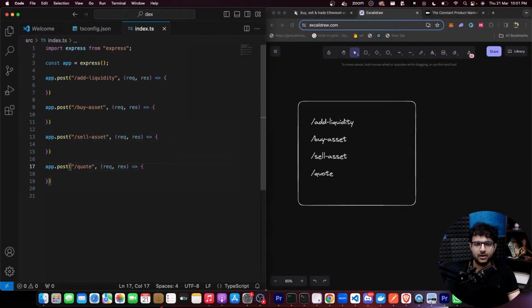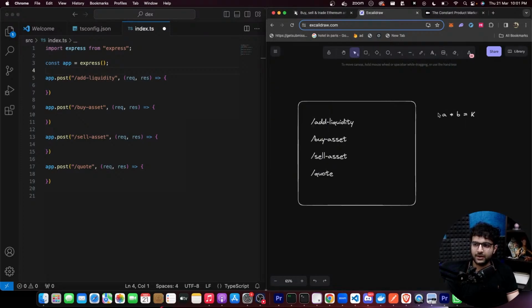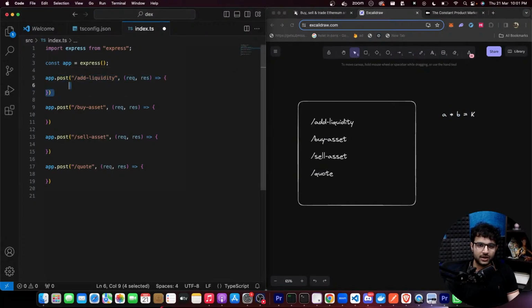All right. So add liquidity would do what? It would allow people to add an asset, but it needs to be in a certain proportion. Whenever you're using a constant product market maker, A times B is equal to K. So if anyone wants to come into the pool and add liquidity, the proportion in which they're adding A and B needs to be specified. Maybe we can ignore add liquidity for some time here. Let me comment this out.